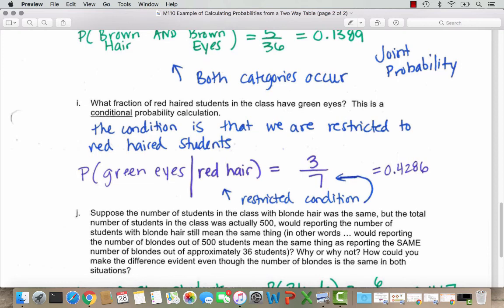So we have 3 out of 7, or if we convert that to a decimal, it's 0.4286, or as a percent, we would say 42.86, or about 43% of the red-haired students have green eyes. So not the whole class, just the red-haired students. When you do conditional probability calculations, you can restrict to either a column or a row. In this case, we restricted to the red hair row, but there's no reason we couldn't have done a similar calculation restricting to a certain eye color of our choice.